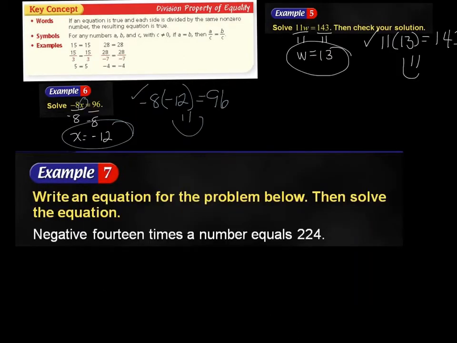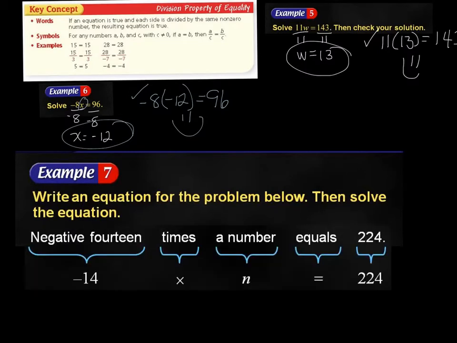For our seventh and final example, they ask us to write an equation for the problem, then solve. Negative 14 times the number equals 224. Well, that translates quite nicely into an equation. Negative 14 times n equals 224. And we don't usually in algebra write the times sign. We would prefer to write just negative 14n equals 224.